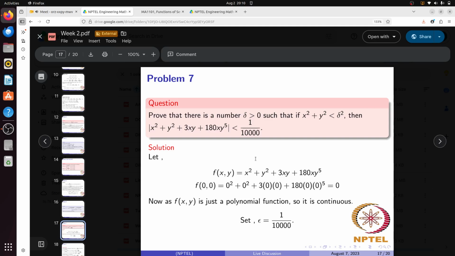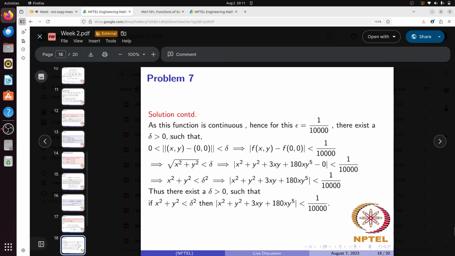So solution, let f(x,y) equal x square plus y square plus 3xy plus 180 xy to the power 5. f(0,0) equals 0 square plus 3 into 0 into 0 plus 180 into 0 into 0 to the power 5, which equals 0. Now as f(x,y) is just a polynomial function, it is continuous. So set epsilon equal to 1 by 10,000. As this function is continuous, for this epsilon equal to 1 by 10,000, there exists a delta greater than 0 such that norm of (x,y) minus (0,0) less than delta will give you mod of f(x,y) minus f(0,0) less than 1 by 10,000.